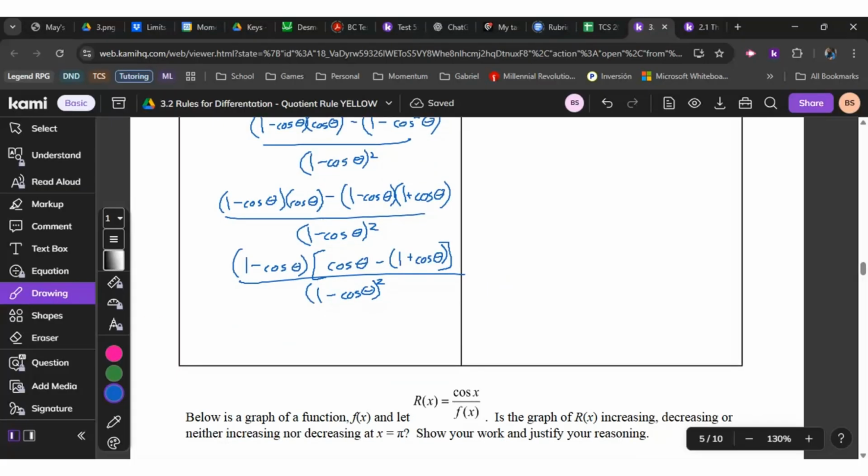Okay, so that means I could cross out one of those. And then, guys, what's cos theta minus cos theta? Zero. Oh my god, the whole thing is just negative 1 over 1 minus cos theta.